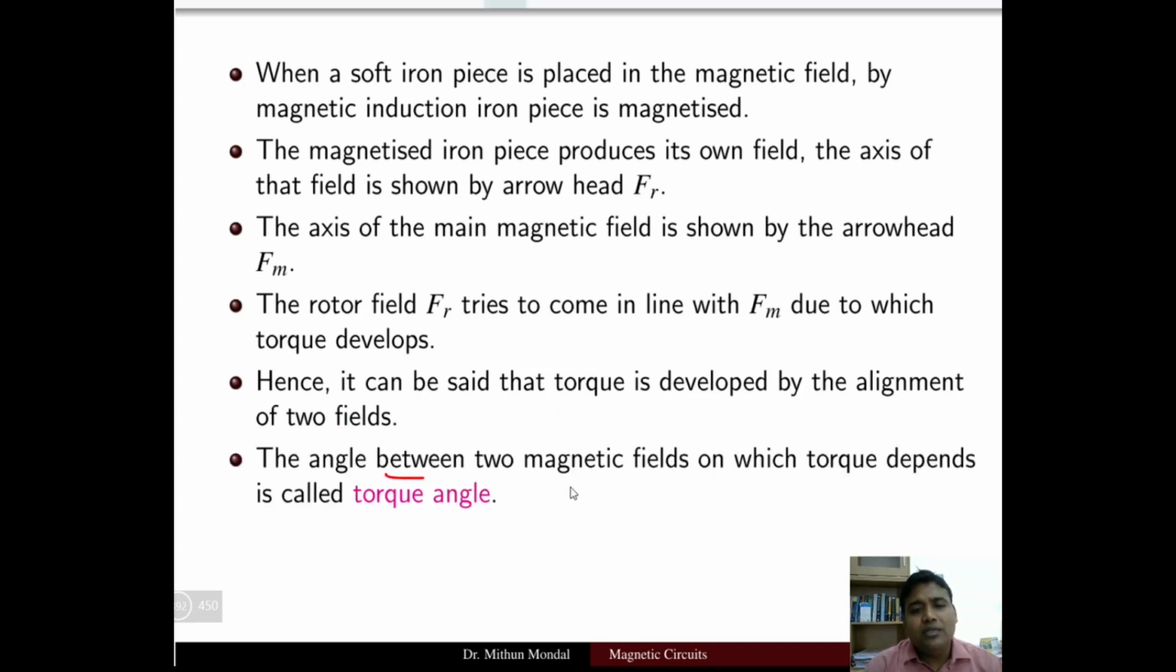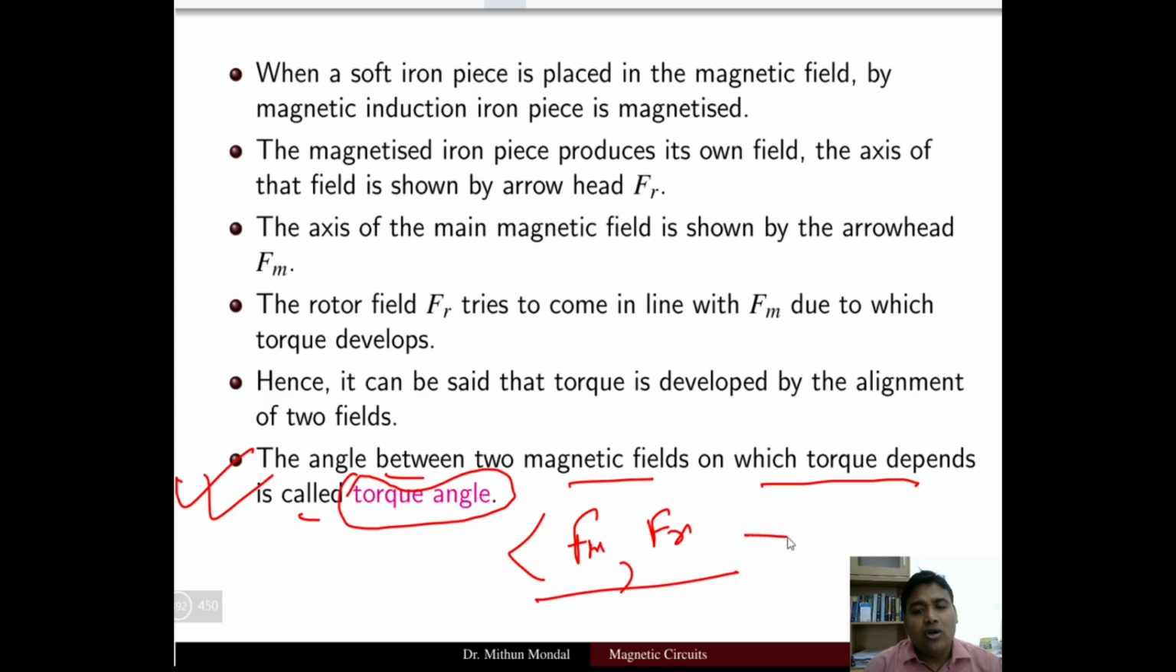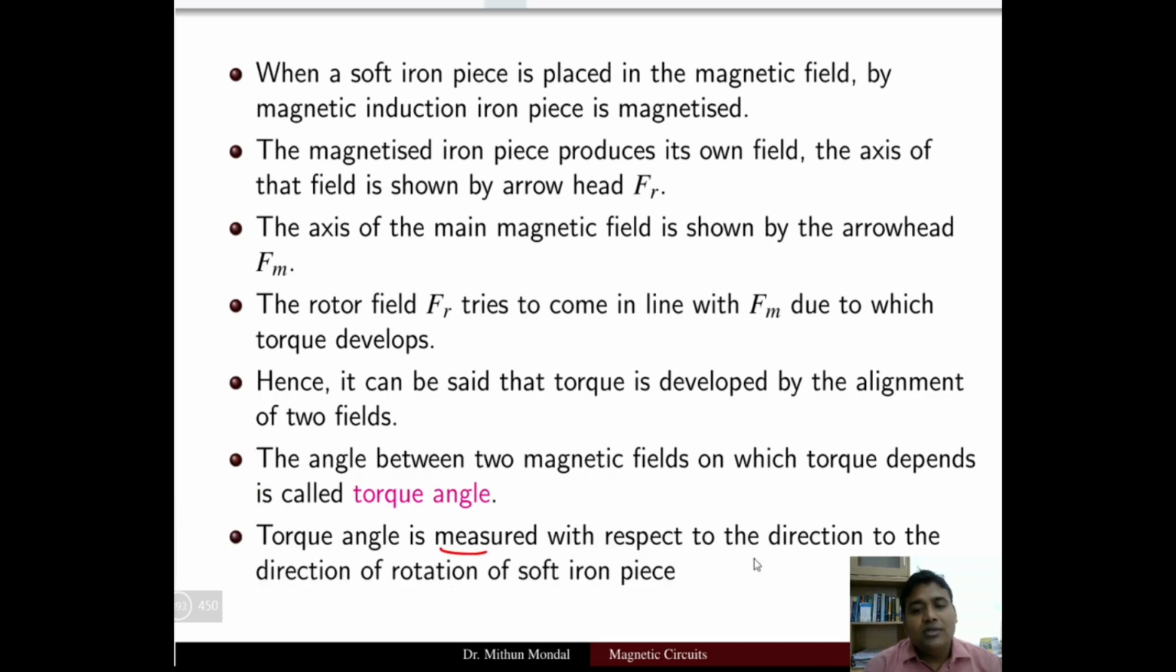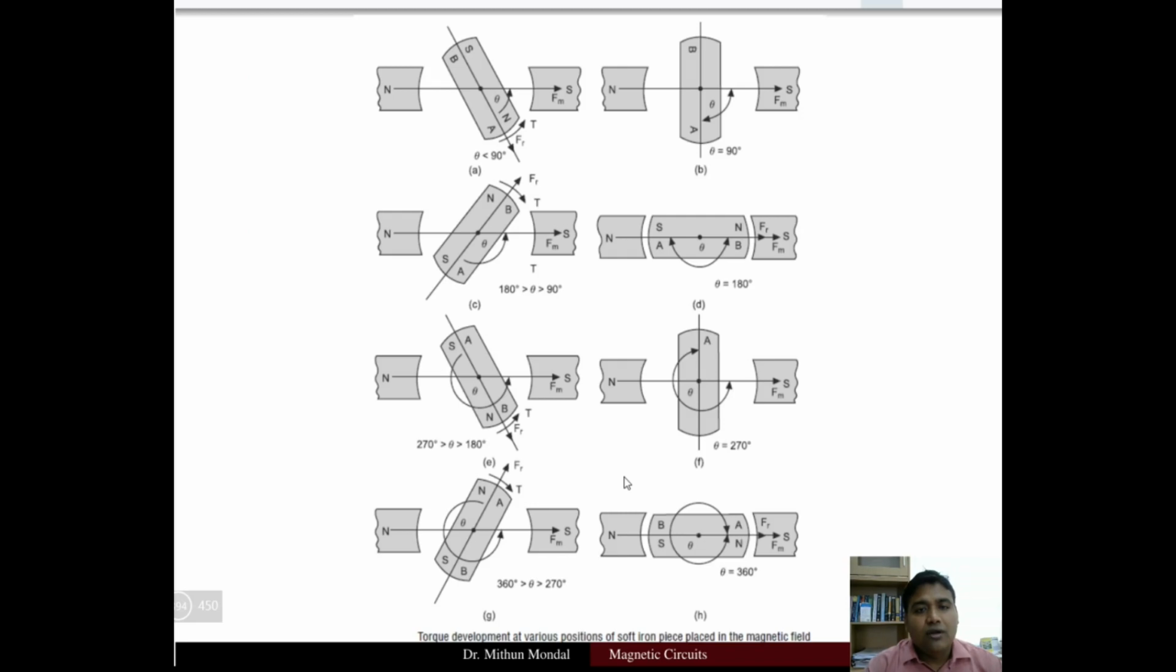The angle between the two magnetic fields on which torque depends is known as the torque angle. This definition is very important. We will see this definition in machine concepts. So the angle between the two magnetic fields, that is the angle between Fm and Fr, is known as the torque angle because the torque will depend upon the interaction of these two fields. The torque angle is measured with respect to the direction of rotation of the soft iron piece.